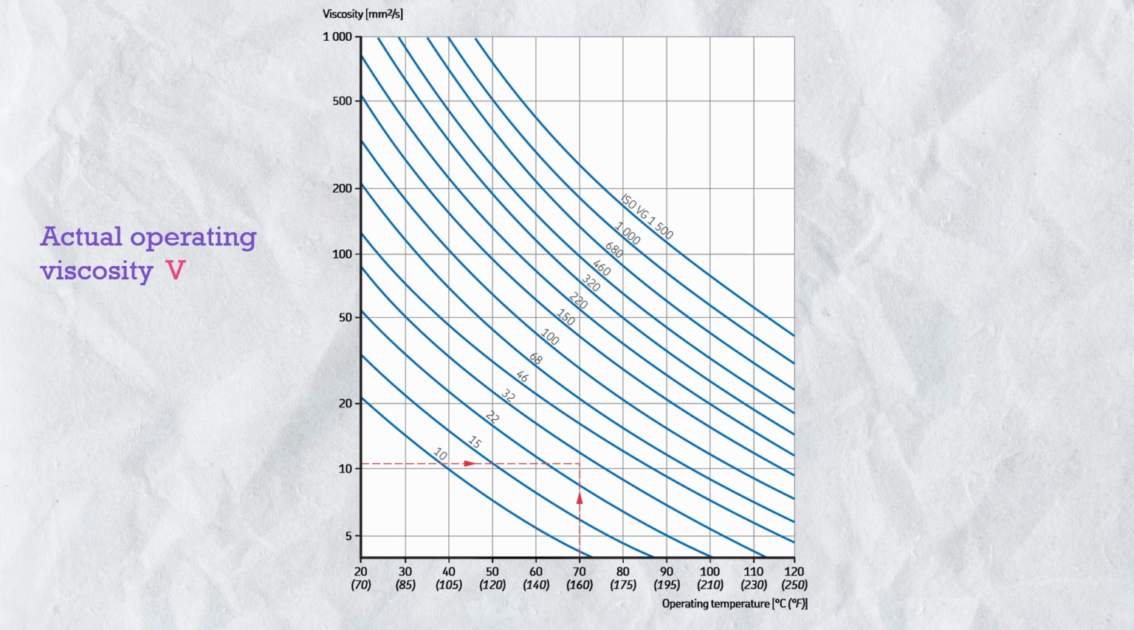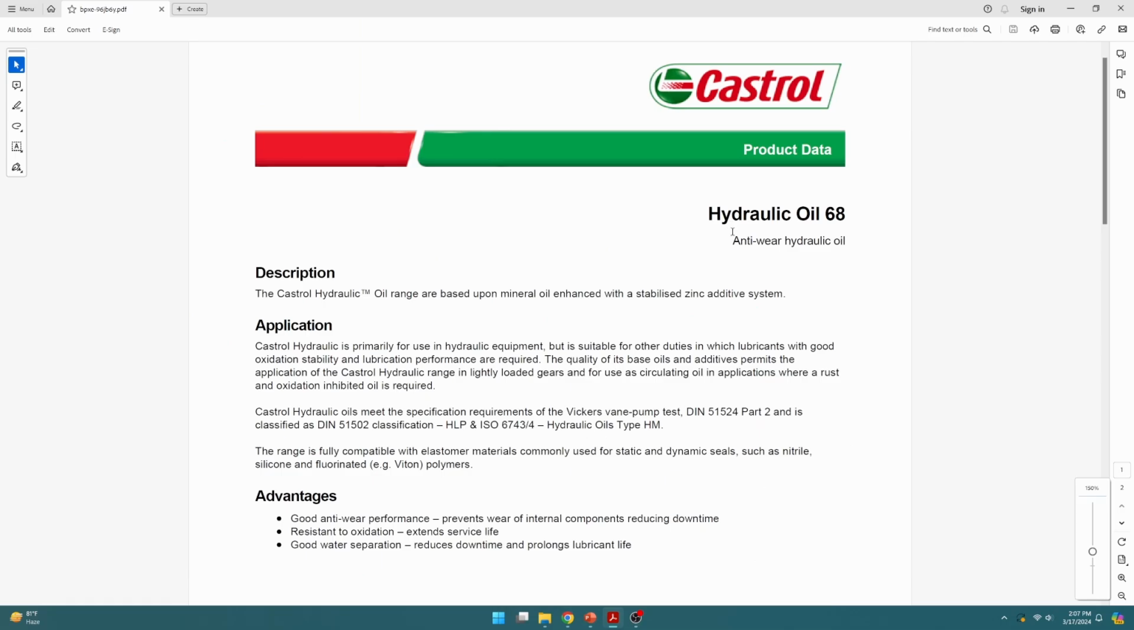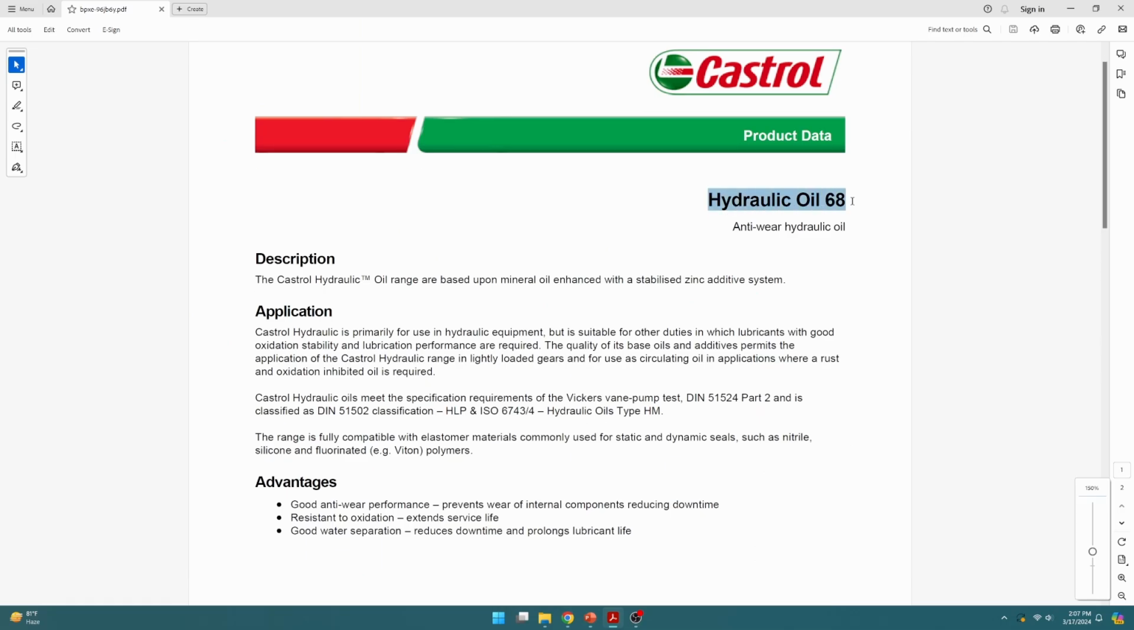So let's suppose the operating temperature of the bearing is 70 degrees, which is kind of normal temperature for a bearing. And we are using hydraulic oil 68 as lubricant. So the viscosity of hydraulic oil 68 at 70 degrees centigrade is around 22 mm square per second. And for exact value, you can download the data sheet of the lubricant.